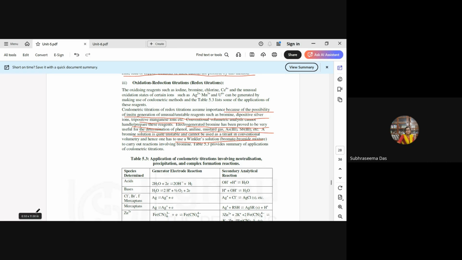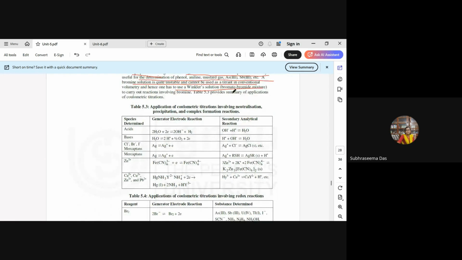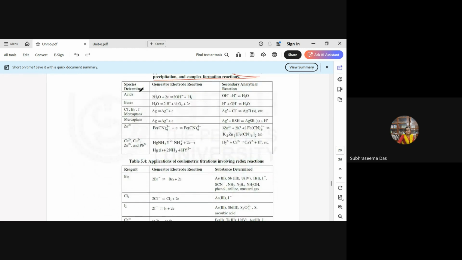However, these limitations are ignored by the use of coulometric titrations. Here in table 5.3, the application of coulometric titrations that involve neutralization, precipitation, and complex forming reactions is shown. For determining acids, the generator electrode reaction is 2H2O giving rise to 2OH minus plus H2, and the secondary analytical reaction is OH minus forming H2O.